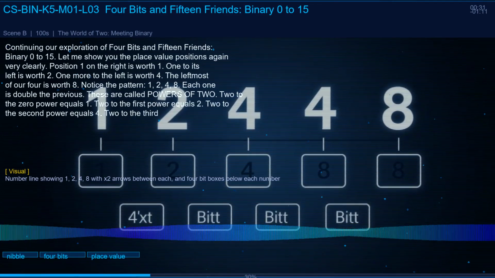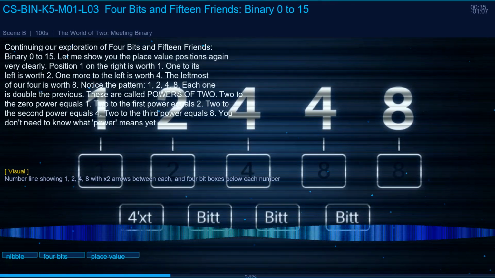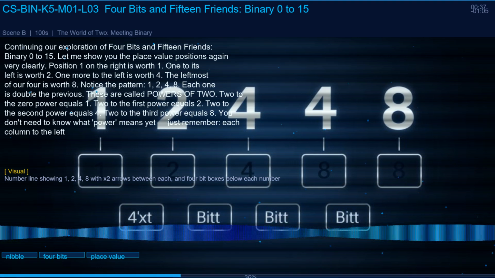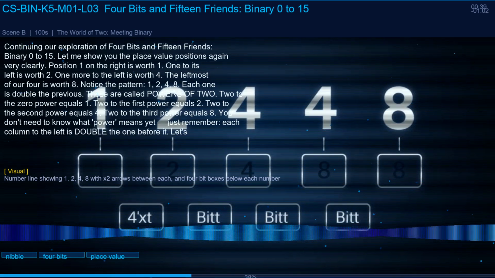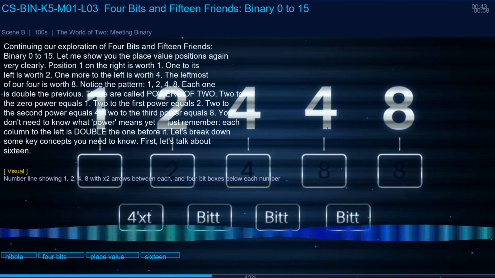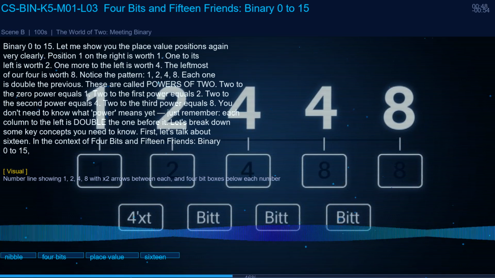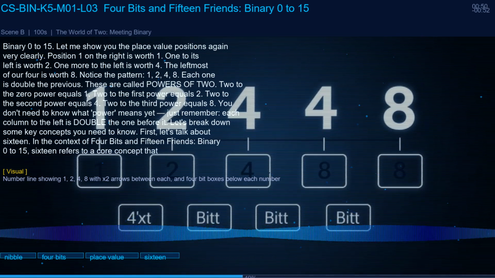2 to the 0 power equals 1. 2 to the first power equals 2. 2 to the second power equals 4. 2 to the third power equals 8. You don't need to know what power means yet, just remember, each column to the left is double the one before it.